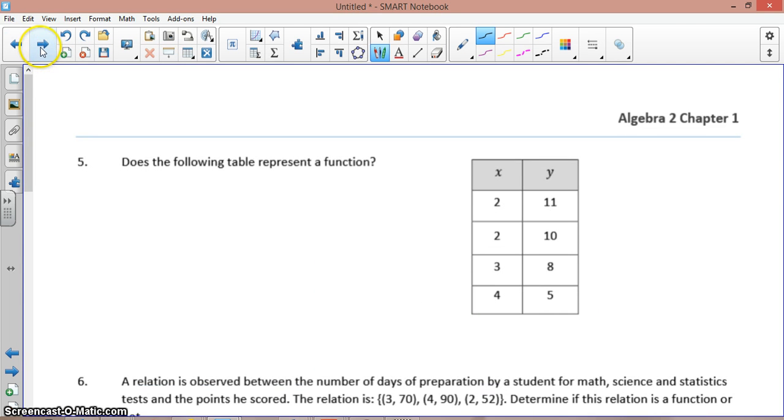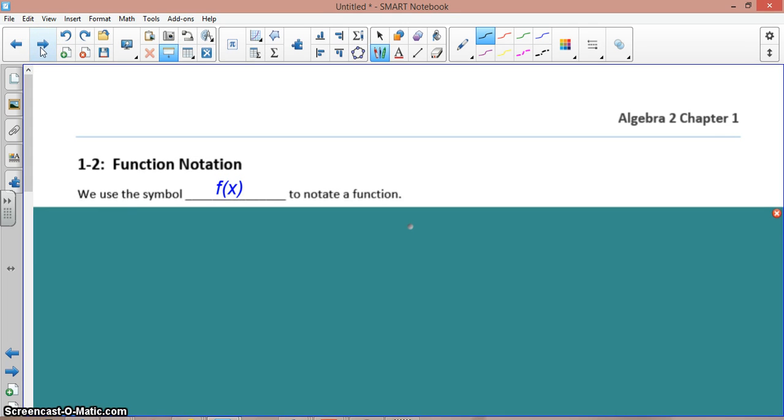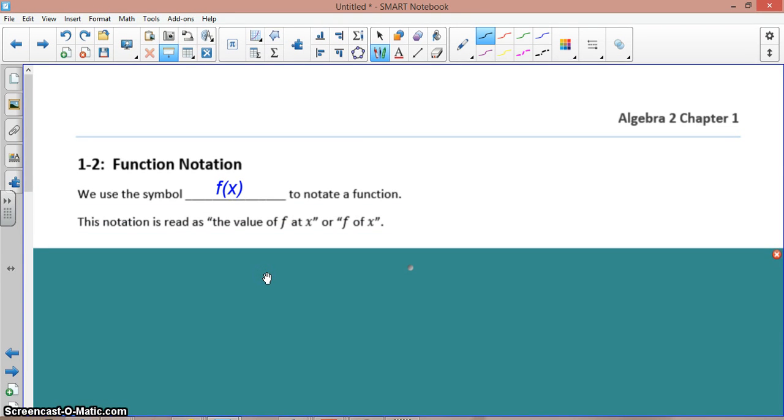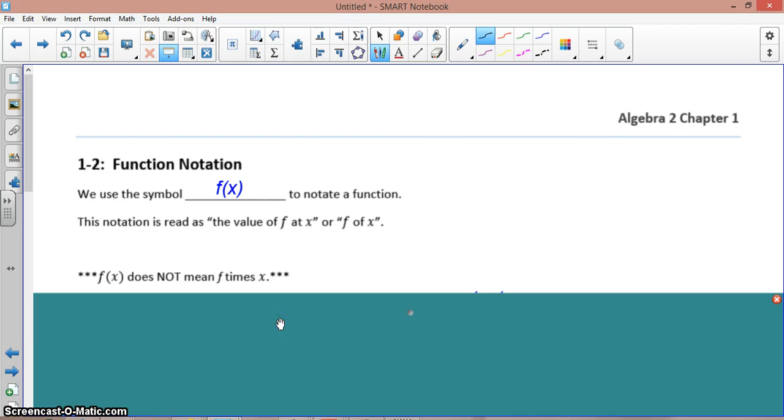Alright, on to 1-2. And now we're looking at the notation for functions. So the notation for functions is we use the symbol f(x) to denote a function. Now the way we read this is the value of x, f of x, or oftentimes we'll just say f of x. f of x does not mean f times x. It's just notation. f is the name of it.